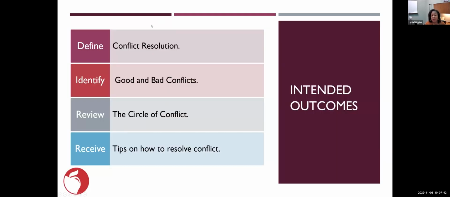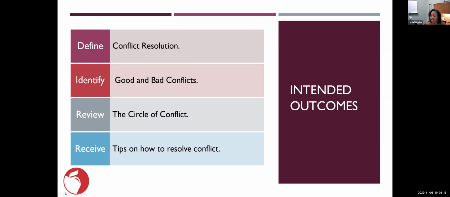Today, we'll be learning about defining conflict resolution. We'll be talking about good and bad conflicts. We'll talk about the circle of conflict, and then some tips and tools on how to resolve the conflict. Does that sound appropriate today? Everybody up for learning that type of stuff? Go ahead and drop in the chat yes or no if you can agree to those things that we're going to learn about today. Perfect. All right. Keep them coming.